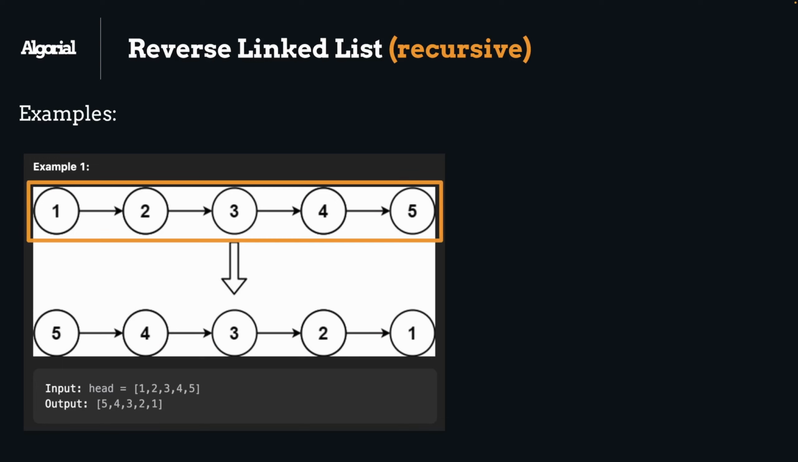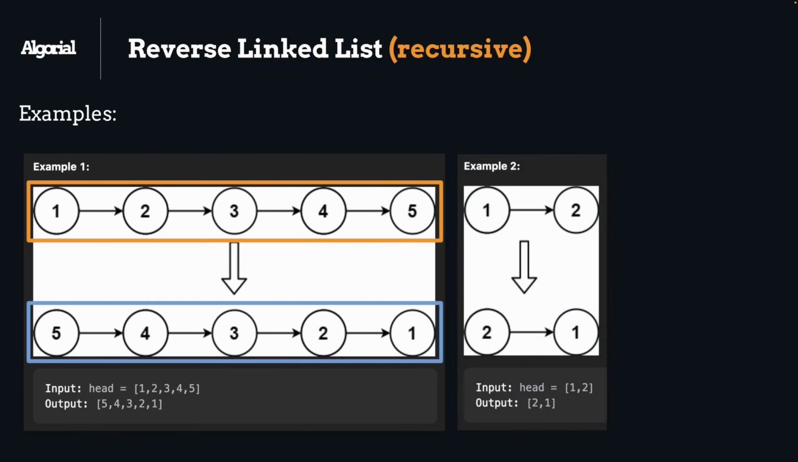In the first example, we have nodes from 1 to 5 as a linked list, and below, we have the reverse version of the same, starting from node 5 and ending at node 1. The second example is the same, but a minimal version. And the last one is an empty linked list, and we return an empty one as the result.